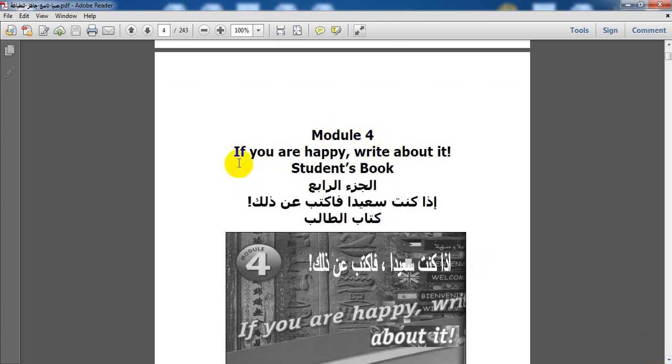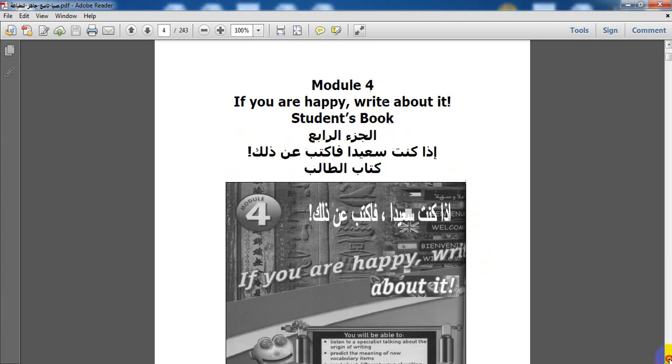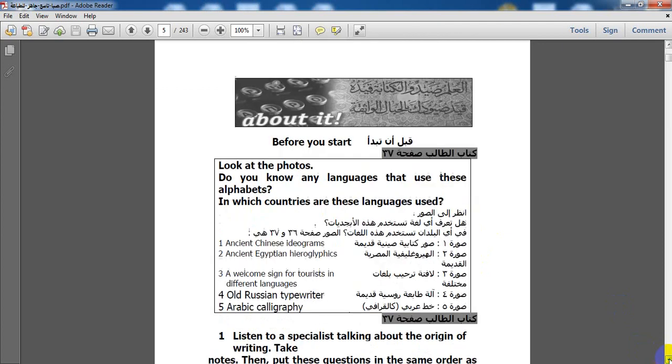Model 4. If you are happy, write about it. Student's book. Before you start, look at the photos. Do you know any languages that use these alphabets? In which countries are these languages used?